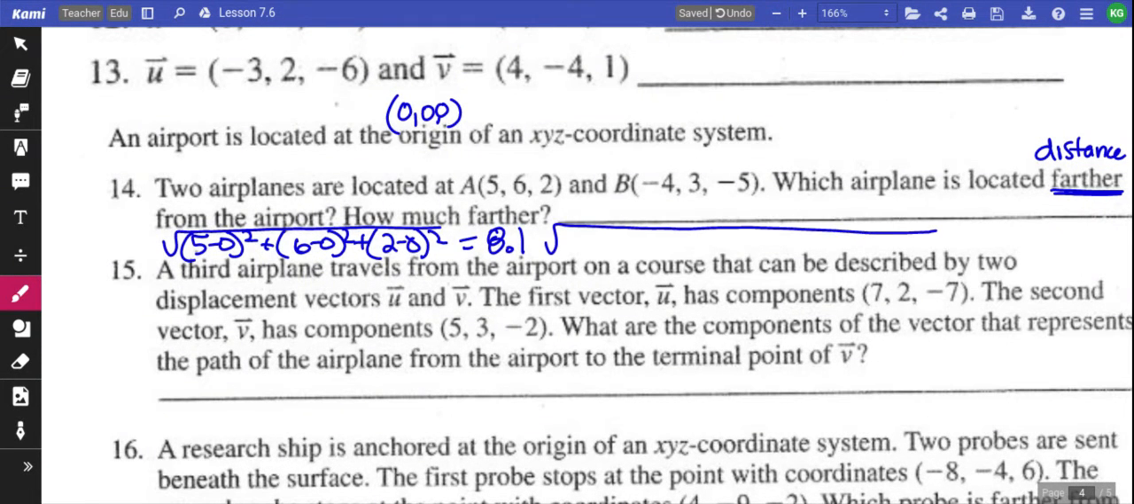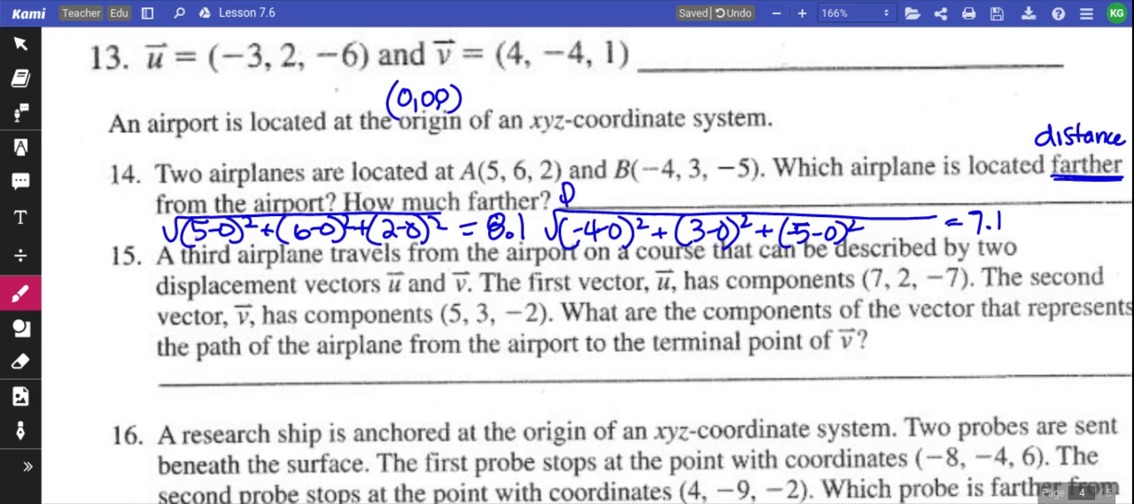And for plane B, (-4 minus 0) squared plus (3 minus 0) squared plus (-5 minus 0) squared is 16 plus 9 plus 25. 7.1. So it says which one is farther? Plane A. How much farther? 1 unit. About.